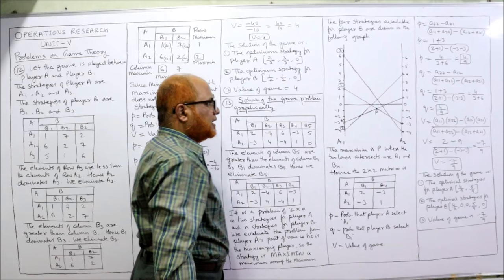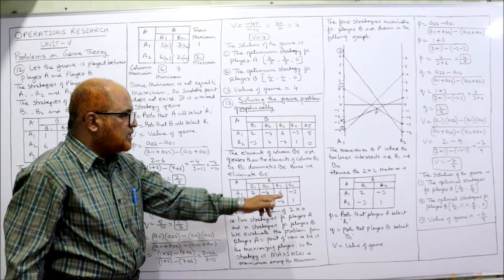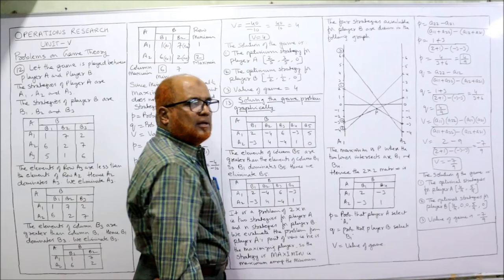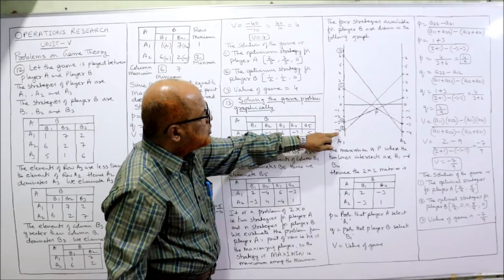Then last one, fourth strategy. A1 is minus 3 and A2 is 1. A1 is minus 3, minus 3 is here. And A2 is 1. So join this by a straight line, this is the fourth strategy. Right? So 4 strategies are available. 1, 2, 3, 4. So we have drawn 4 lines. With the help of scale, join these 2 points.